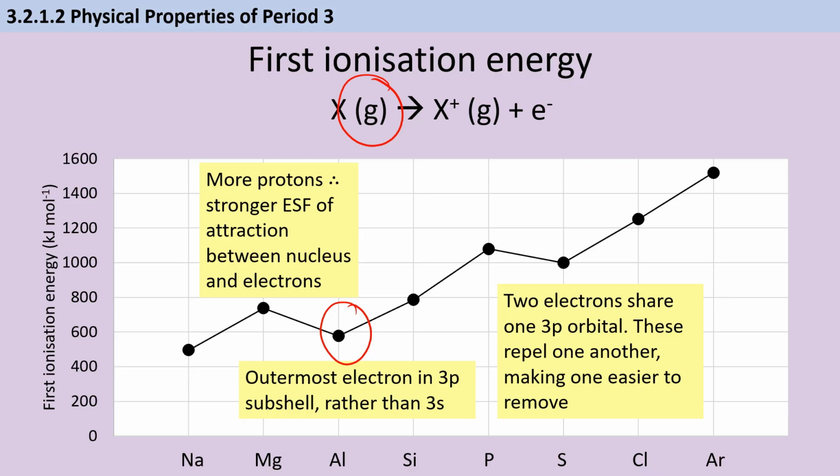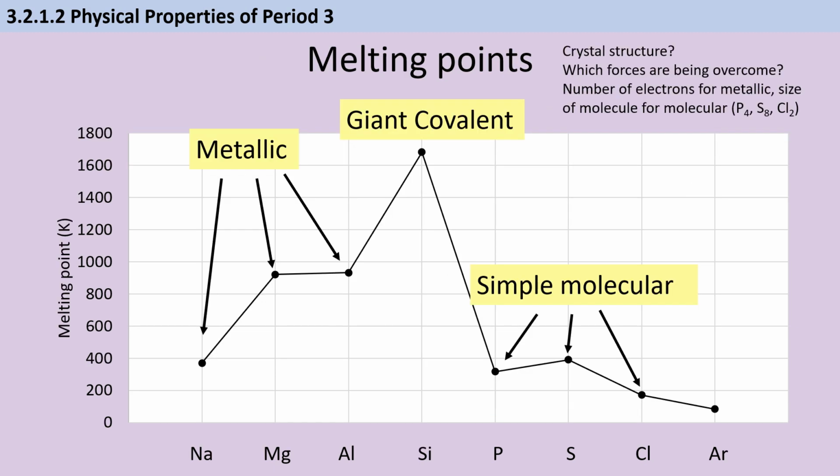Firstly, when we get to aluminium, our highest energy electron is in the 3p subshell, which is higher energy than 3s, so we see a small dip, and then we see another dip when we get to sulfur, because here we have electrons being paired, and they are going to repel each other more than the other electrons already were, and so therefore it's going to be easier to remove that first electron.